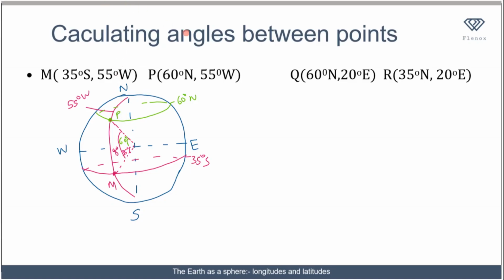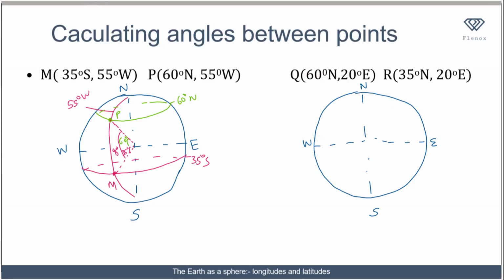Now let's look at another example. First we'll try to locate those points. Label our coordinates. We have north, south, west and east. For the first point, we have 60 degrees north, so 60 degrees north will lie here. And we have 20 degrees east, which will lie towards the side, very close here. So this point of intersection is my point Q.